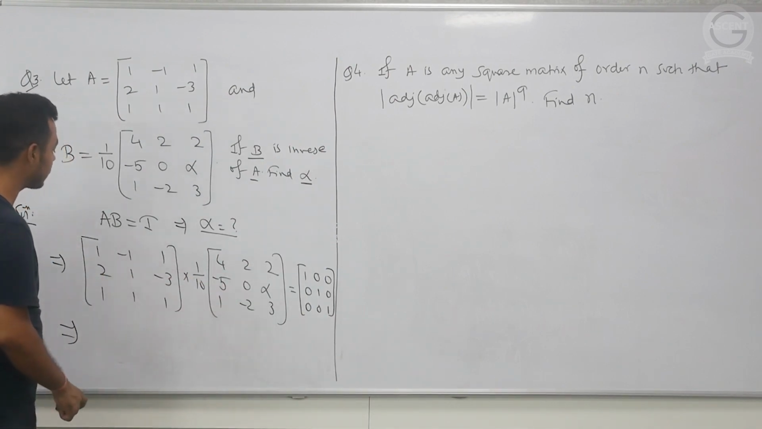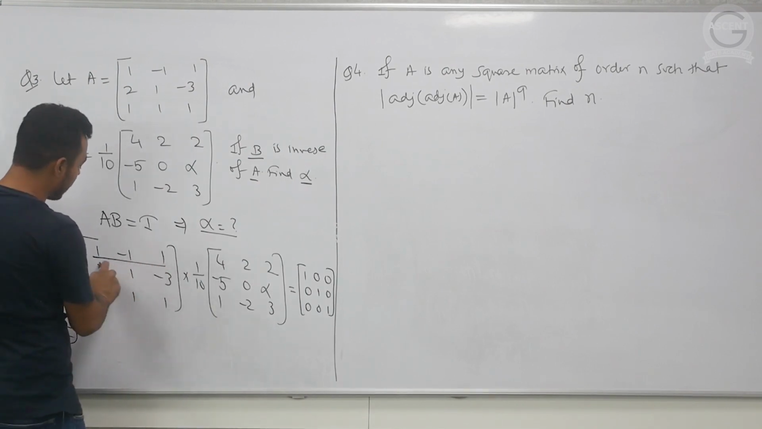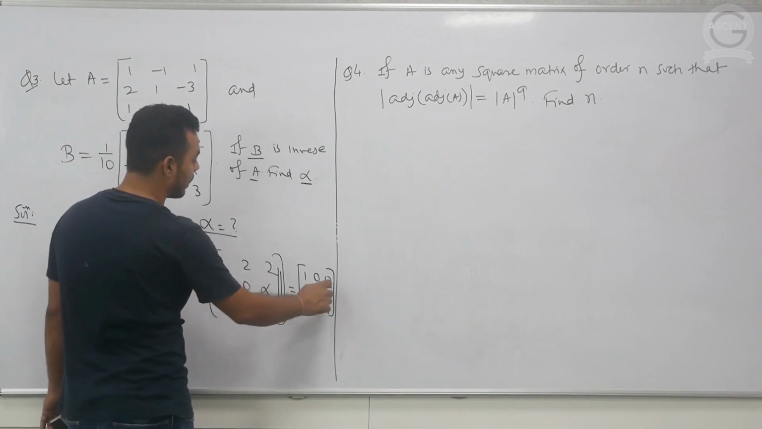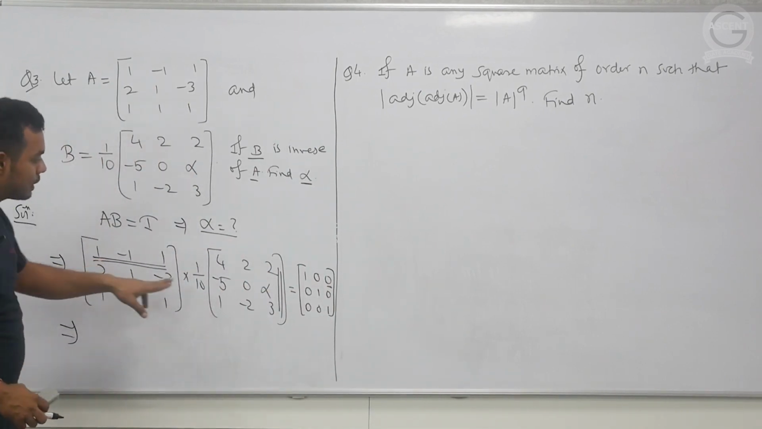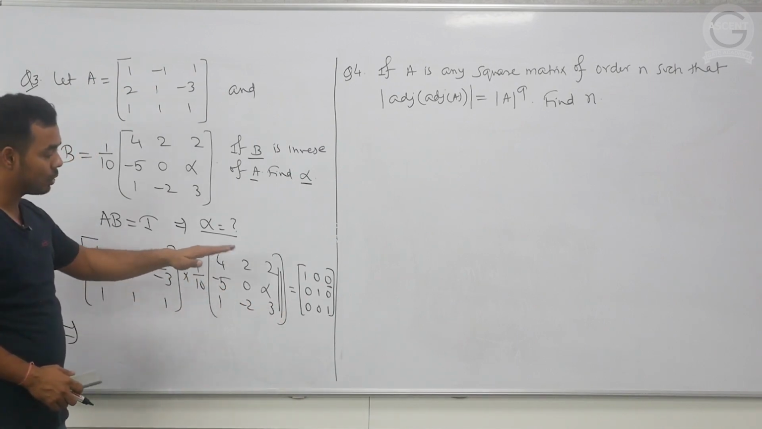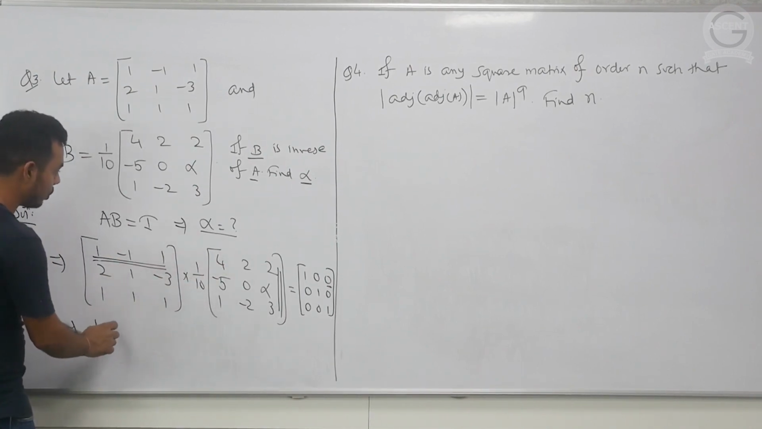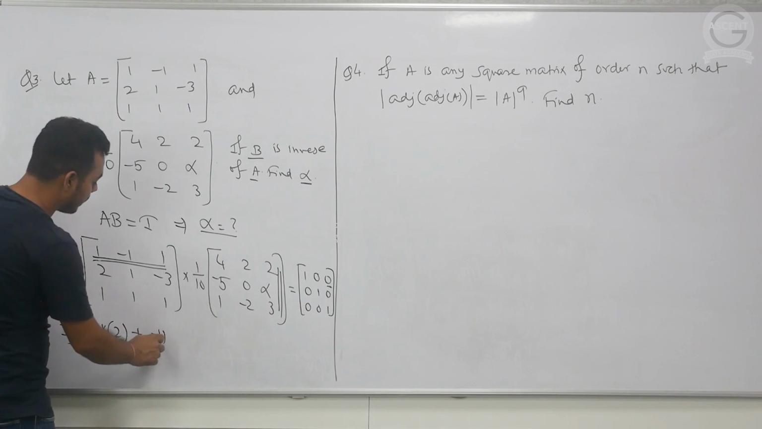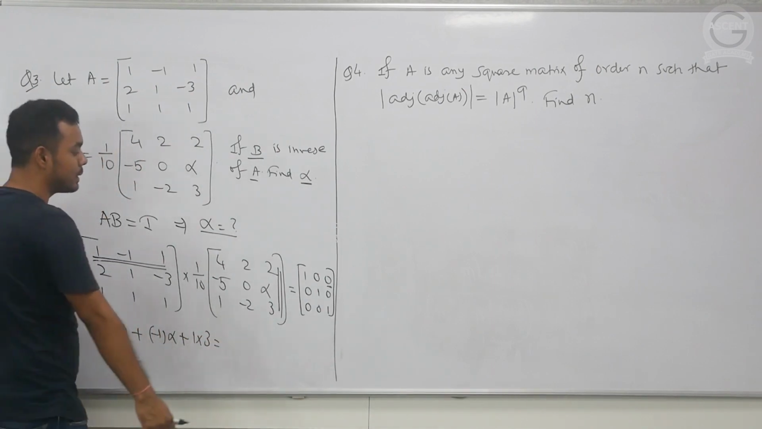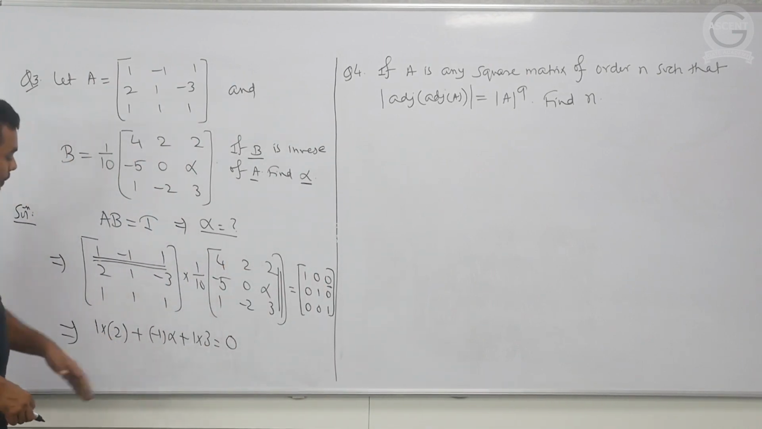So maybe we can find the element in the first row and third column. If I multiply the first row and the third column, then I should get 0, right? This multiplication of first row and third column will give you that particular element which is in row 1 and column 3. So now if I multiply these numbers, I will get 1 into 2 plus minus 1 into alpha plus 1 into 3, and you can see that the element in first row, third column is 0. So this is the equation that you have in alpha.